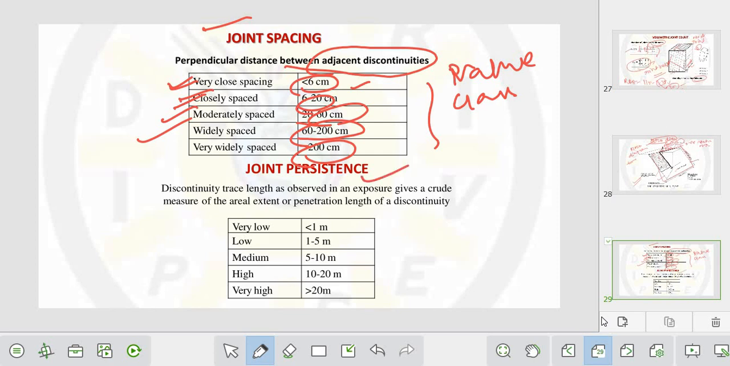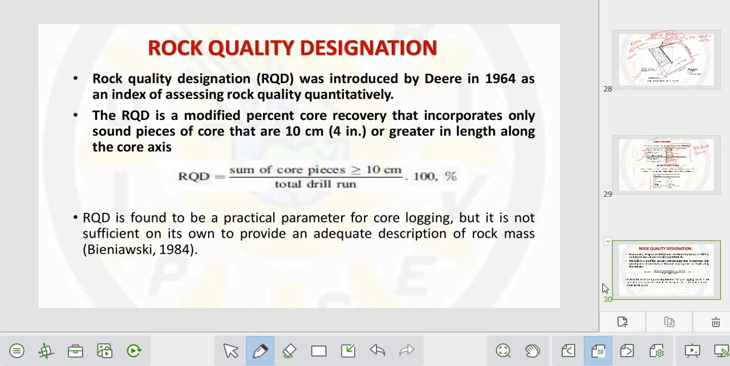The joint persistence is like this. There is some value for the joint persistence also, okay. It is not required. I already mentioned what RQD is. RQD was introduced by Deere, remember this, in 1964 as an index of assessing rock quality quantitatively.